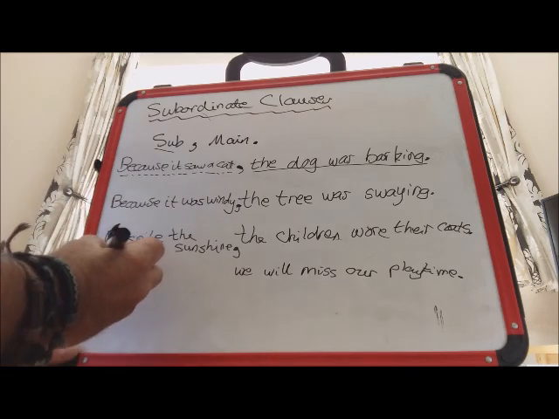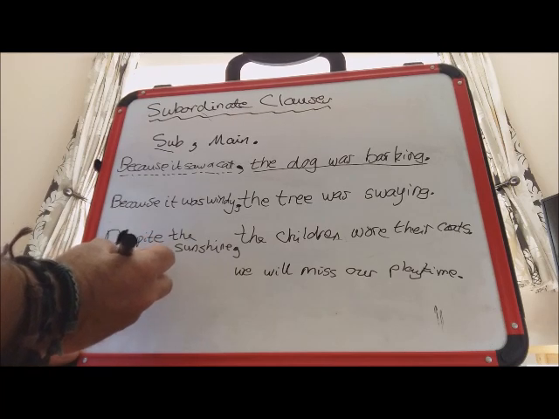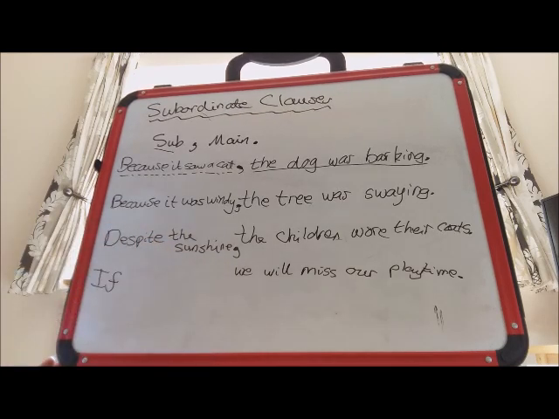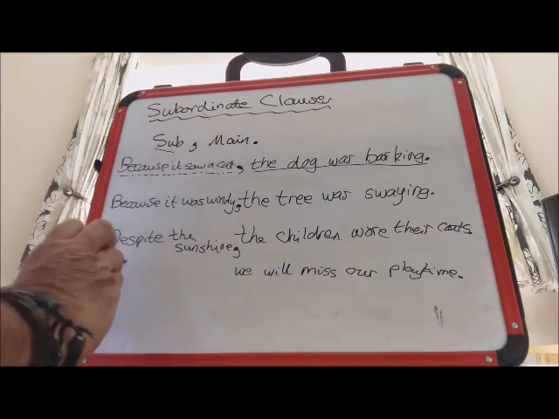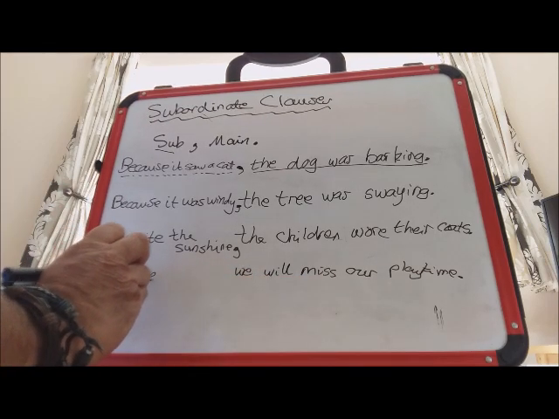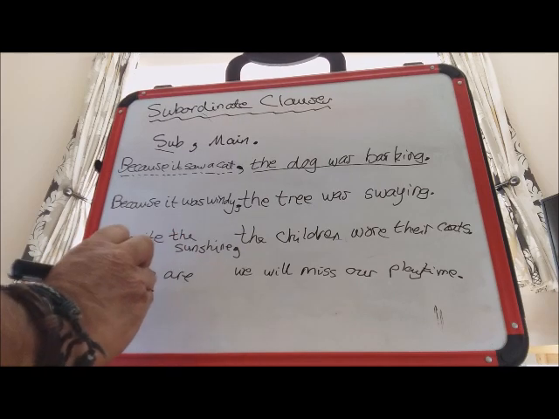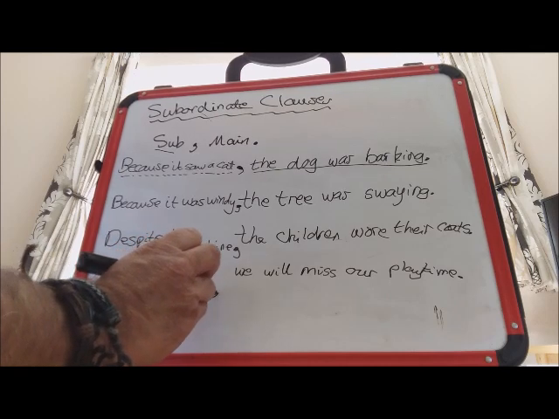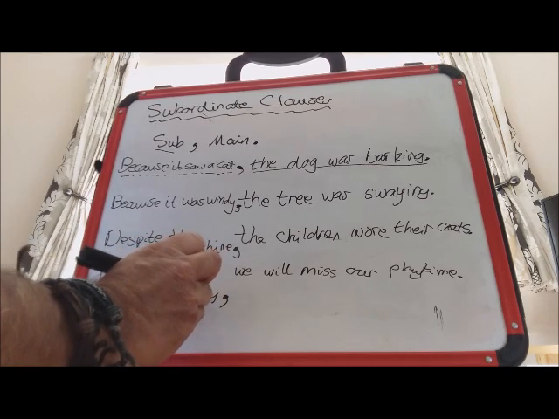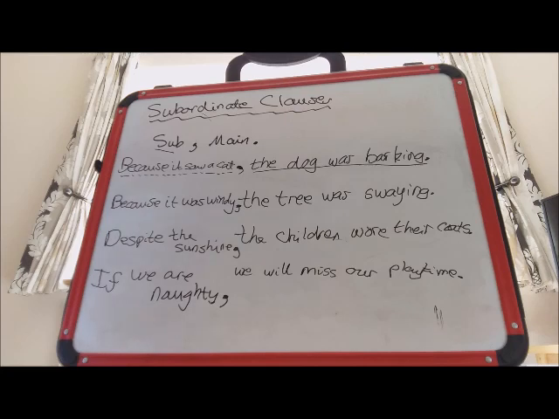So now we're looking at if. We're looking at a subordinating conjunction. If, there it is. Where is it? Here it is. If something happens, we will miss our playtime. So if we are naughty, let's pretend we're in Key Stage 1. If we are naughty, comma, we will miss our playtime. There you go. That's how it works. Right. Press pause and I'll see you on the other side.